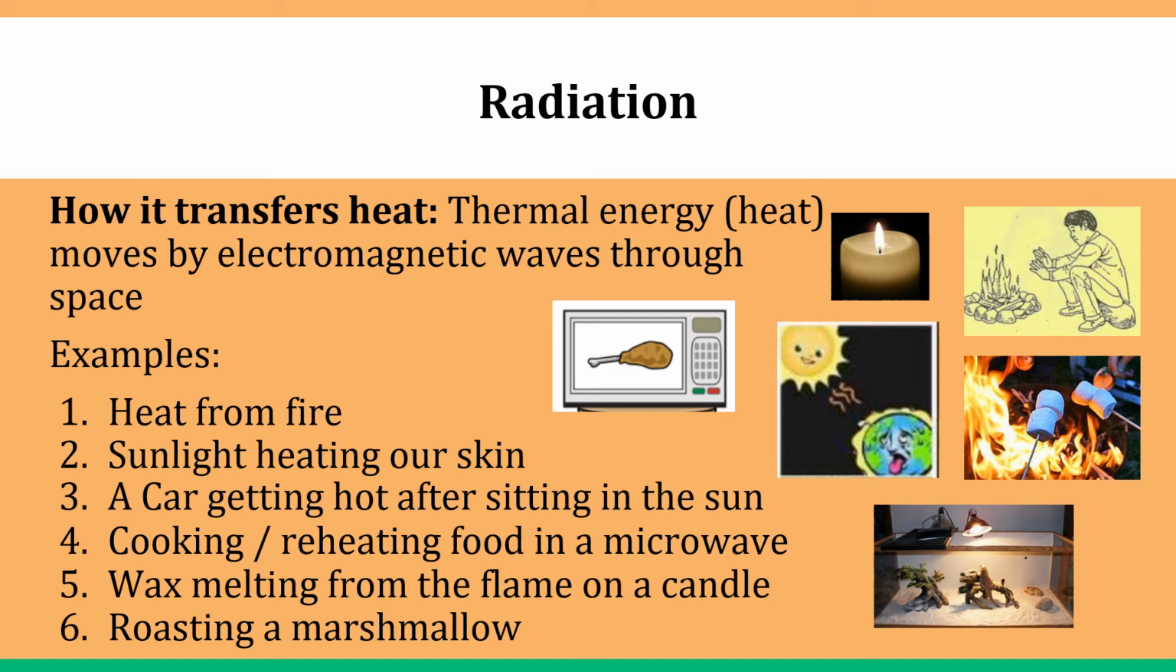Okay, sunlight heating our skin. We're not touching the sun. The sun's radiation is coming through the atmosphere and it's warming up our skin. A car getting hot in the sun, cooking in a microwave, wax melting on a flame from a candle. So the radiation is coming off of that flame, and the wax close to there is receiving that radiation and it's beginning to melt. Roasting a marshmallow is another really good example. Unless you like it burned and you stick it all the way in the fire, you're going to count on the radiation coming from the fire to warm up that marshmallow and get it toasty and wonderful.